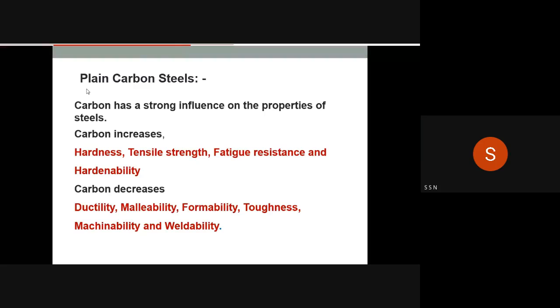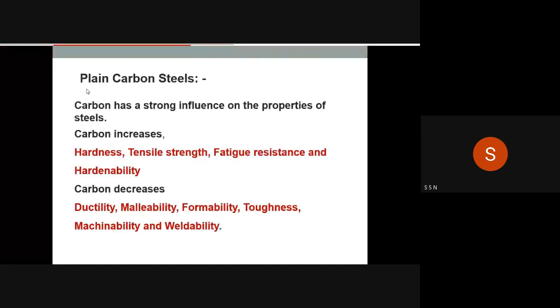Formability, that is, the ability to be converted into any kind of shape, also reduces. Toughness also reduces. Toughness is the energy that can be absorbed before breaking, and this absorption of energy before breaking reduces as the carbon percentage increases. Machinability and weldability also reduce as the carbon percentage is increased. You know that in cast iron, the percentage of carbon is from 2% to 6.67%.